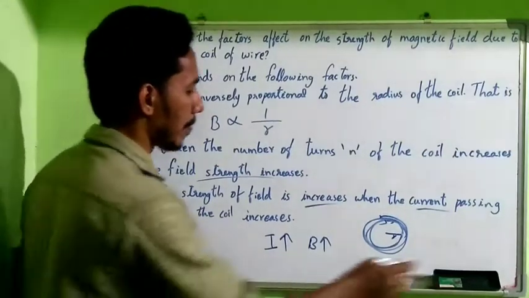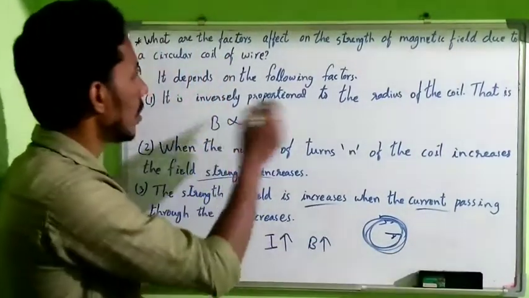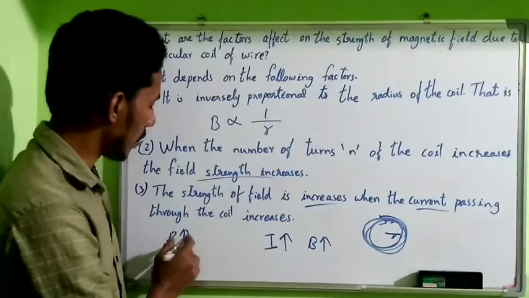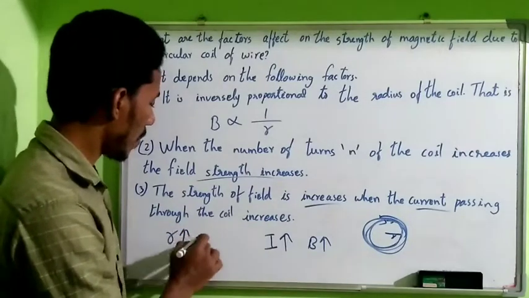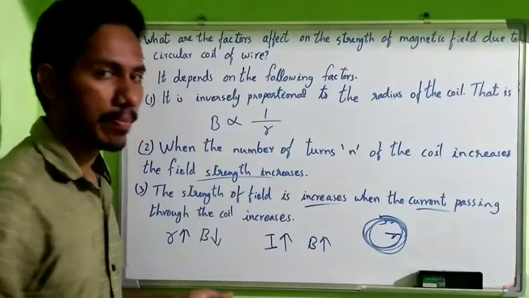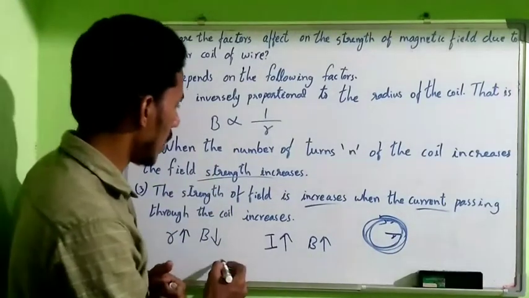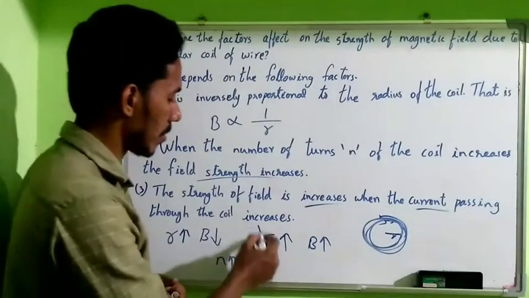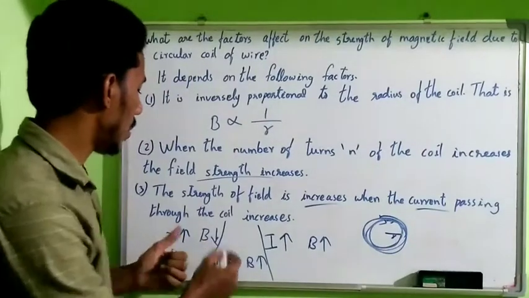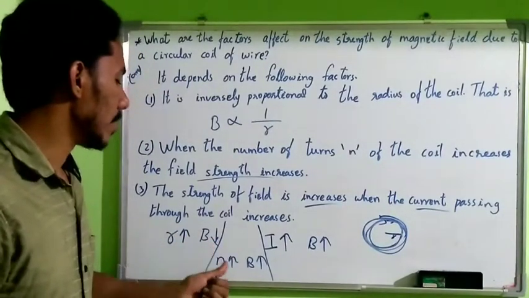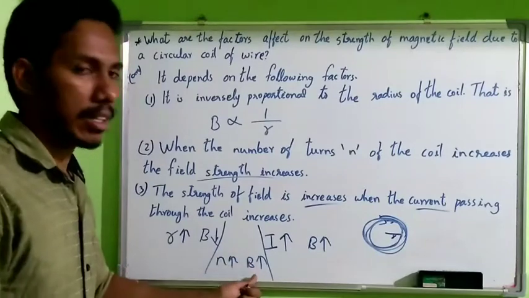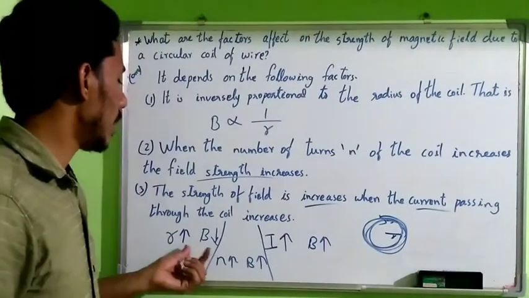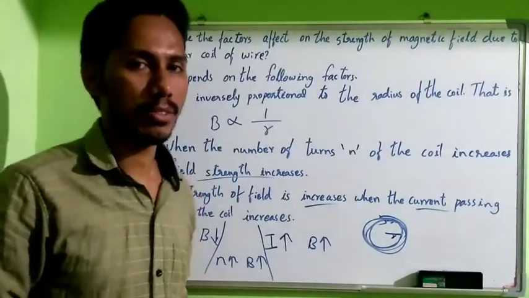Okay, first point, when radius increases, B decreases. Second point, when number of turns increases, B also increases. Third point, when I increases, B increases. These two are direct relations, and radius is an inverse relation to the magnetic field.